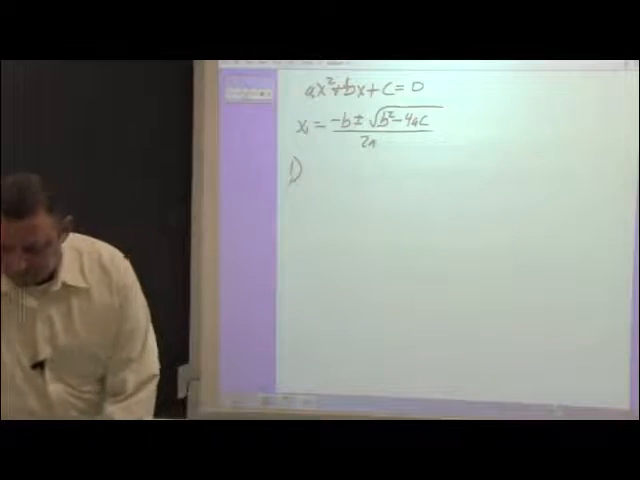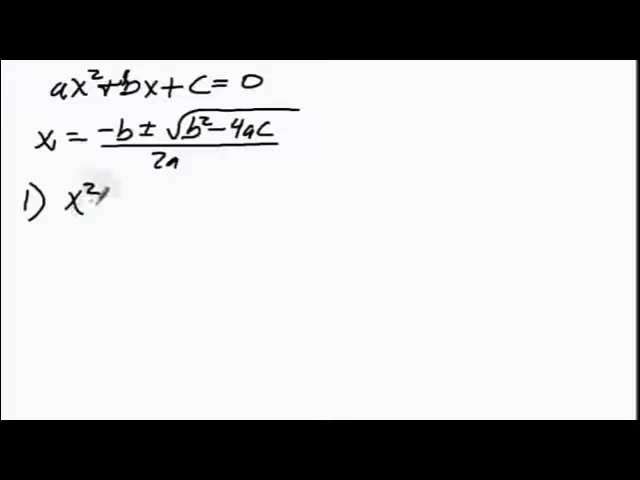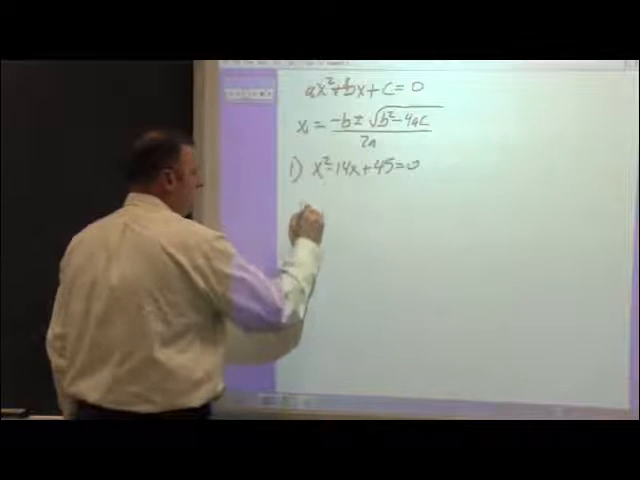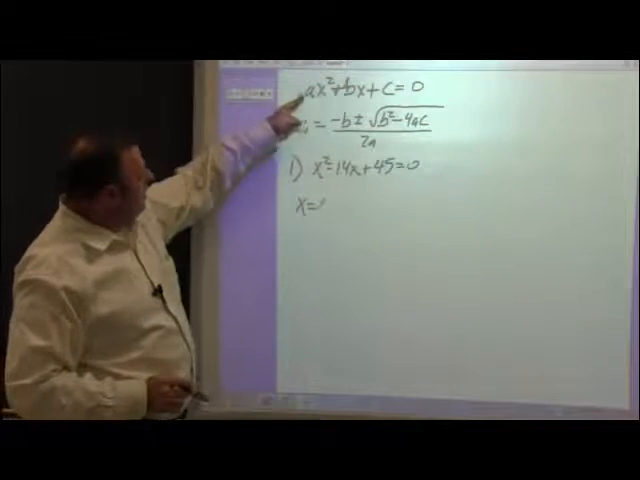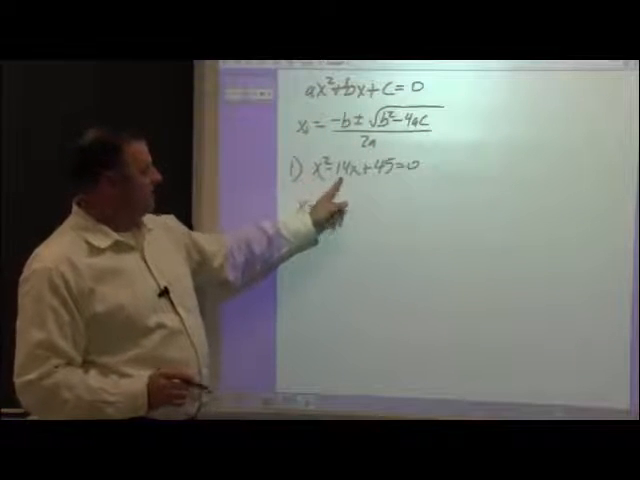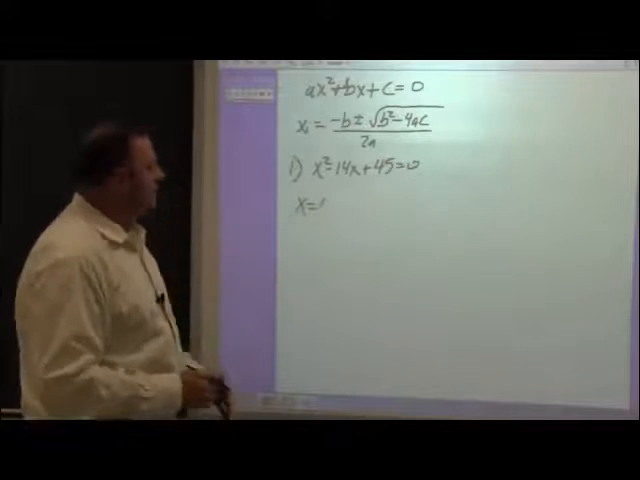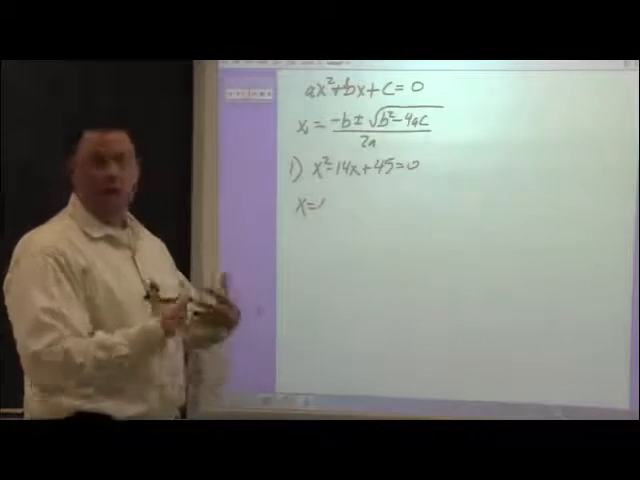First example. X squared minus 14x plus 45 equals 0. Go ahead and write x equals. Now we have to understand, by looking at it, what a, b, and c are. A is 1 in this case, b is negative 14, c is 45. So all we have to do is what I call plug and chug. Plug the numbers in, do the math.